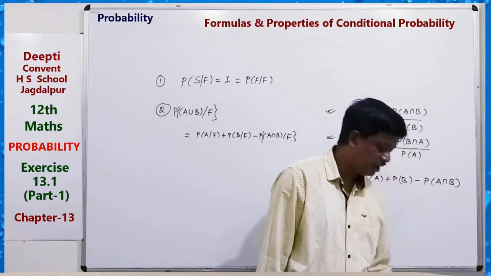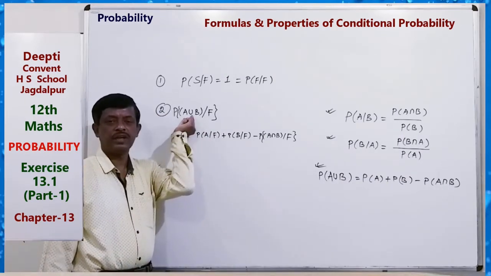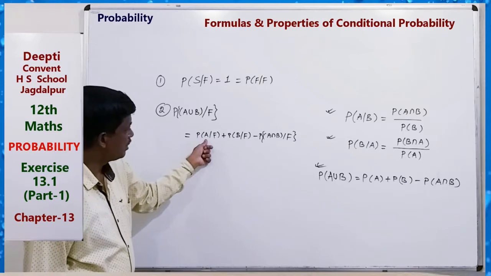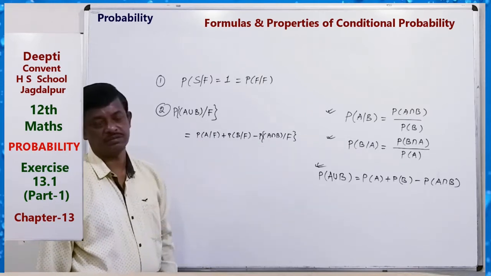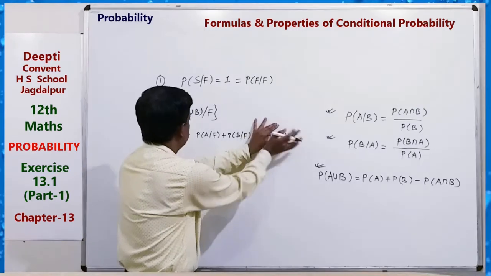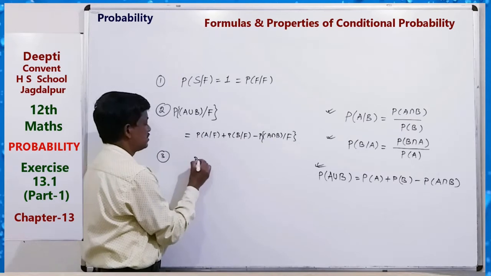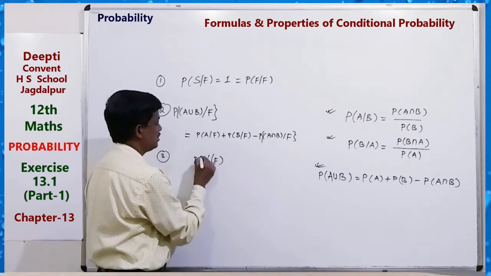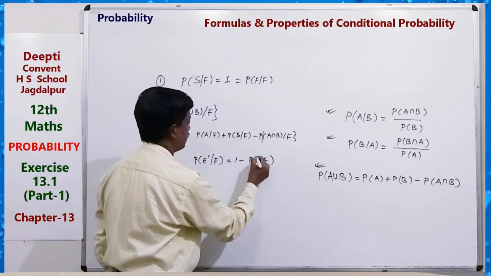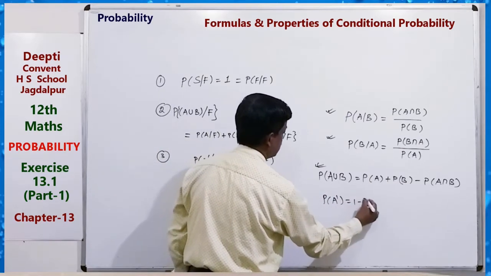And the third property, just remember this. The conditional probability of A union B when F has already occurred, we have to find this. If A and B are disjoint, then the intersection term will be omitted. You can write this for disjoint events. Third, P(E dash / F) equals 1 minus P(E/F). Similar to that, P(A dash) equals 1 minus P(A).